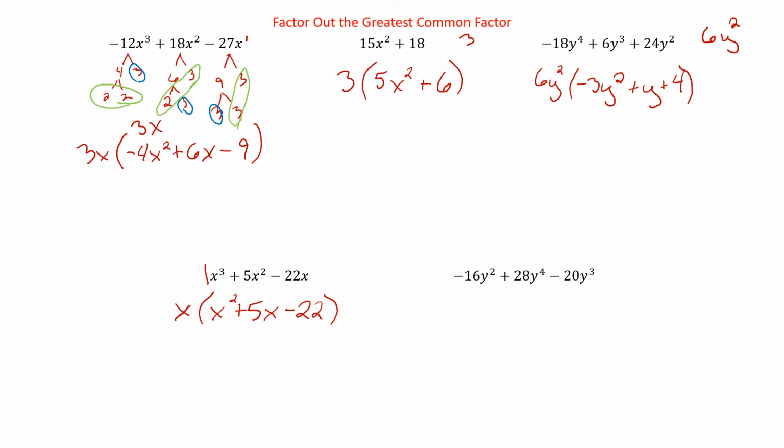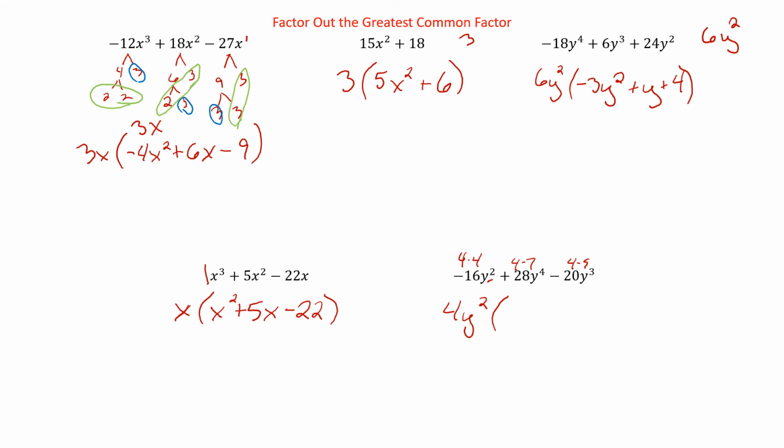Over on the second one, factoring out our greatest common factor, our greatest common factor here would be 4, because 16 is 4 times 4, 28 is 4 times 7, and 20 is 4 times 5. So we'll have a 4, and then how many y's? The smallest exponent is y squared. So we'll have y squared.